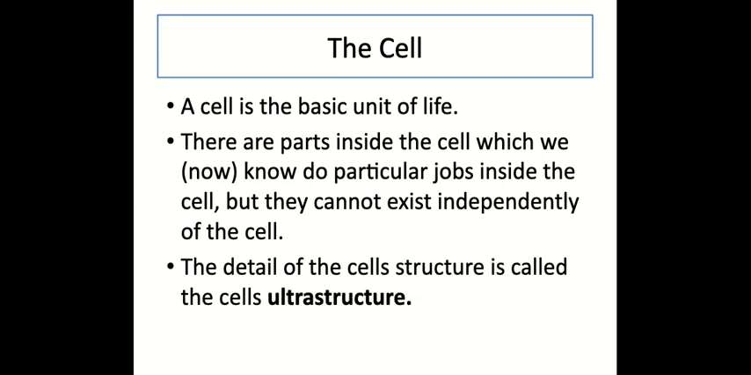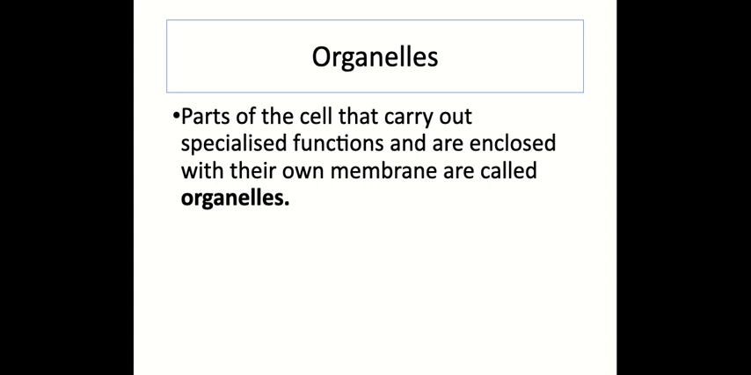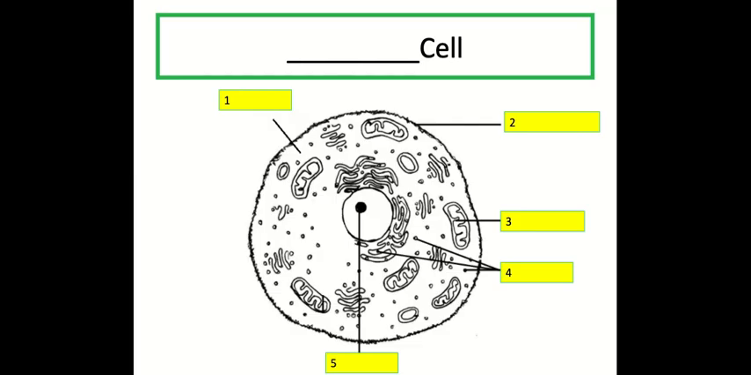Now, the detail of the cell's structure is what we call the cell's ultrastructure. So this is what we can see if we zoom right into a cell, the parts that make it up and do particular jobs within the cell. Now, parts of the cell that carry out specialised functions and are enclosed within their own membranes are called organelles. So I'm going to use the word organelles quite a lot over the rest of these slides, and they're the bits we need to focus on and know within each cell.